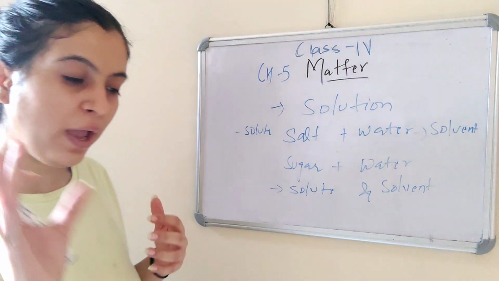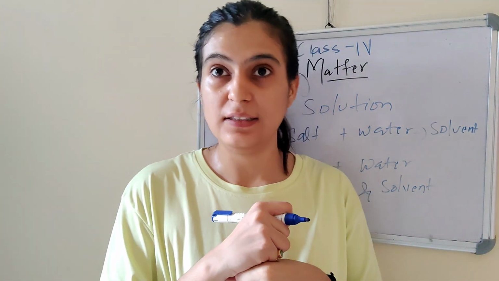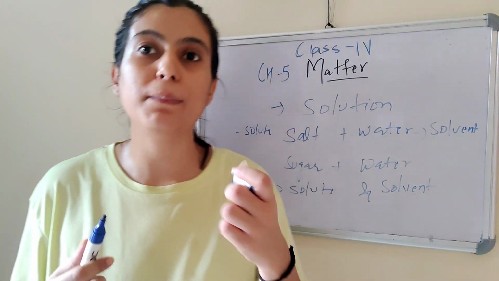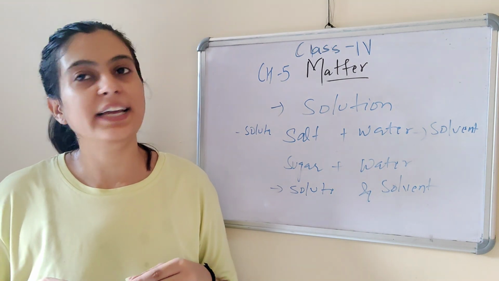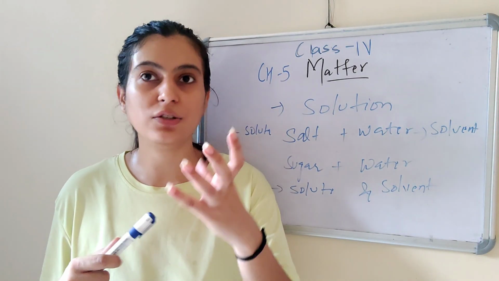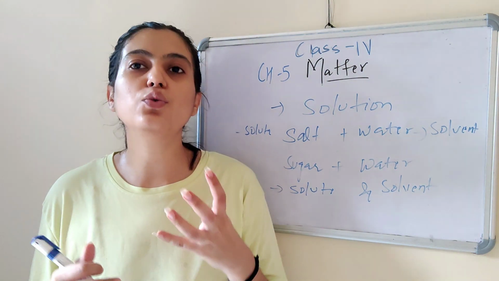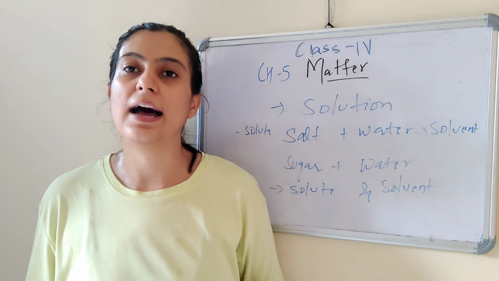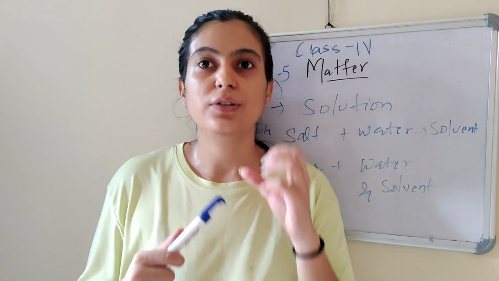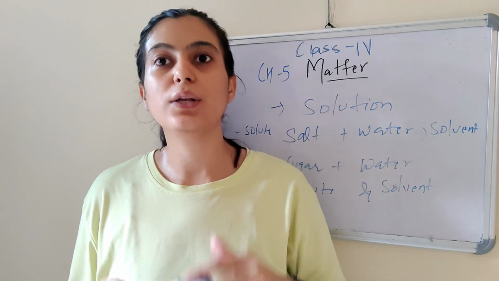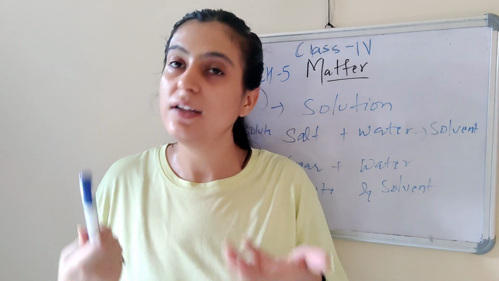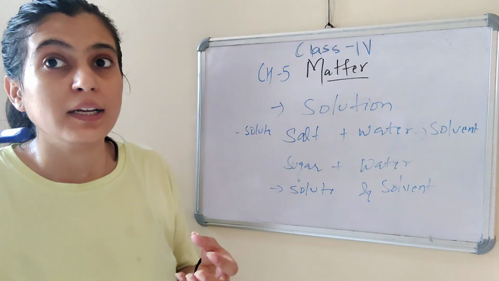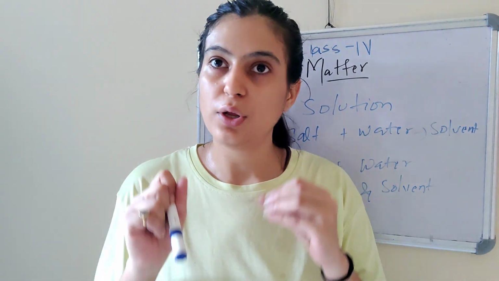Also, have you ever wondered whether gases get dissolved in water or not? How do aquatic animals or plants get their oxygen? They are underwater. They do not get oxygen from the atmosphere. How do they get oxygen from the water? The oxygen present in the air gets dissolved in the water, which is taken up by aquatic animals or aquatic plants. So we can say that gases get dissolved into the water also.